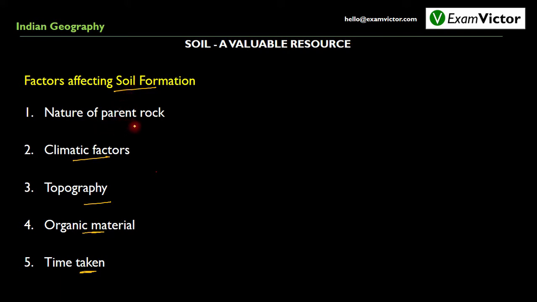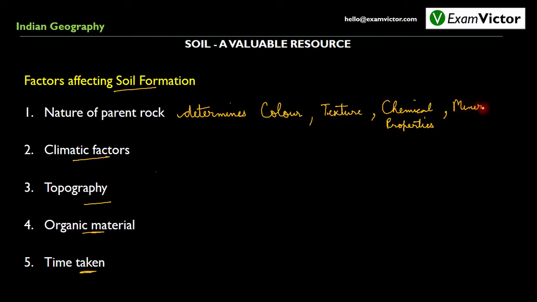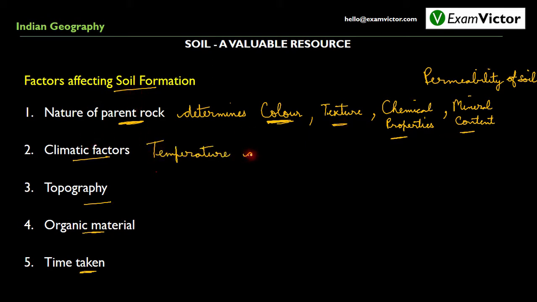Nature of parent rock determines the color, texture, chemical properties, mineral content, and also the permeability of the soil. Now this is because the color of the soil will be dependent on the parent rock whose weathering has taken place and the soil has got formed. The same is true for the chemical properties of the soil, the mineral content that the soil possesses, and its texture as well. Now the climatic factors which affect the soil formation are temperature and also rainfall.